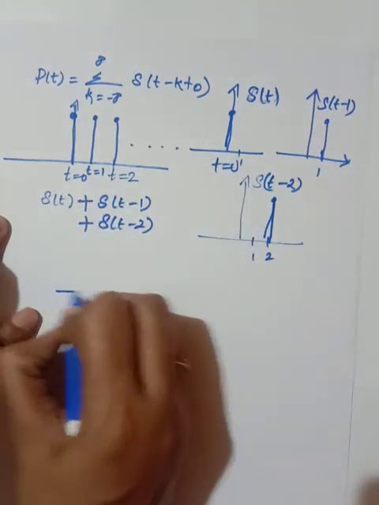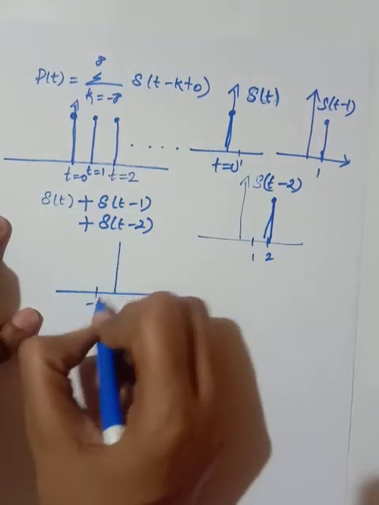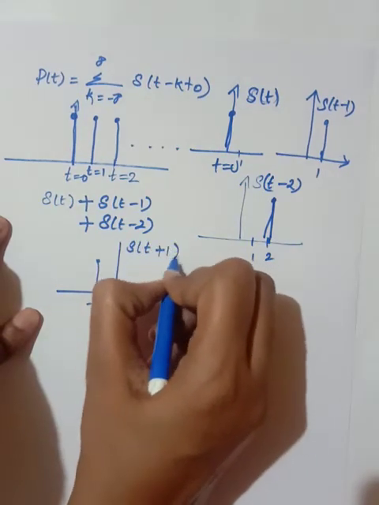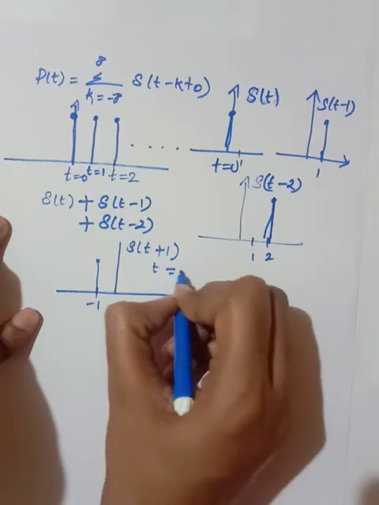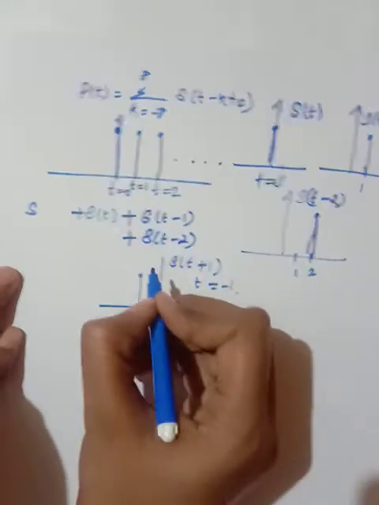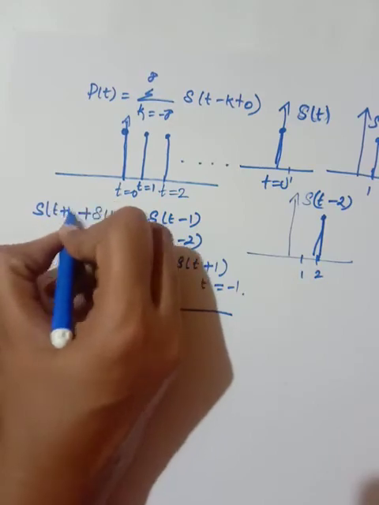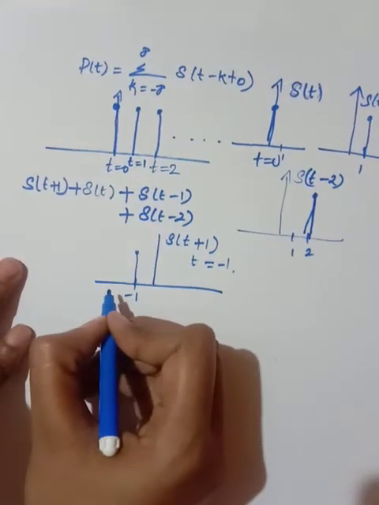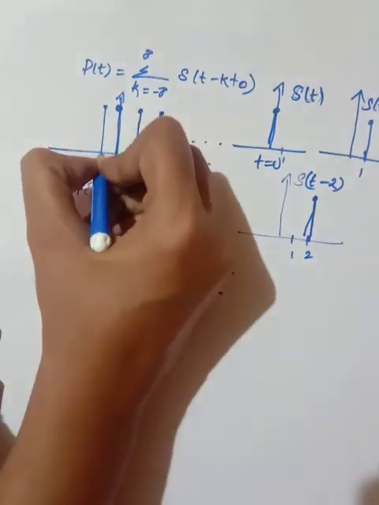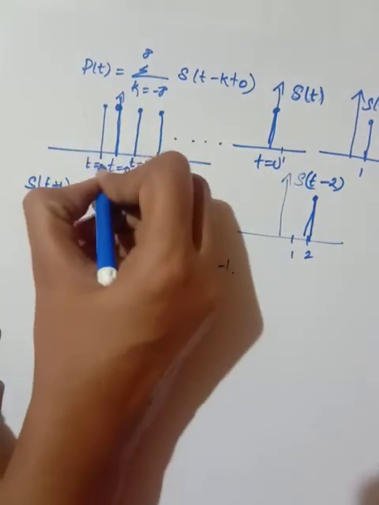Similarly, I need to generate impulses on the negative side. What I will do is substitute delta of t plus 1, that is t equal to minus 1. So I am adding this with delta of t plus 1. Similarly, if I want to generate an impulse at t equal to minus 2, I will generate it after the impulse at t equal to minus 1.